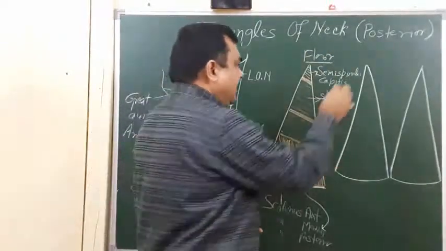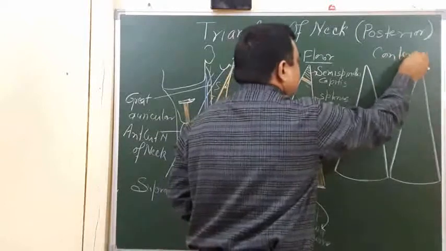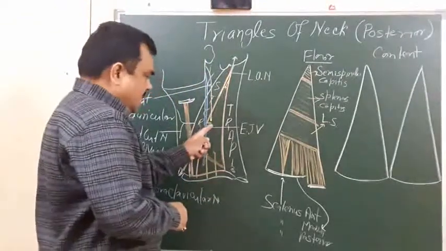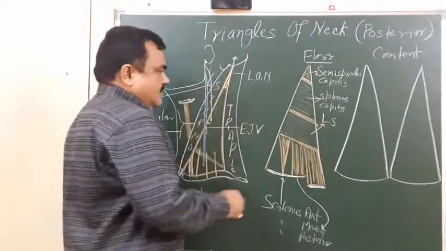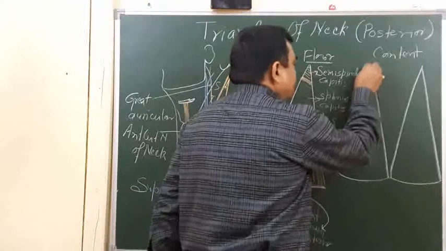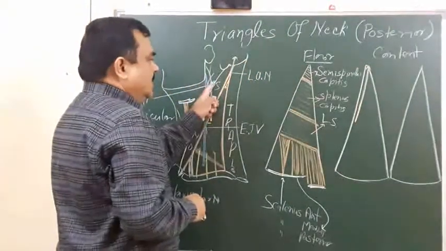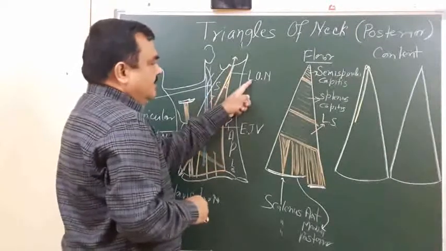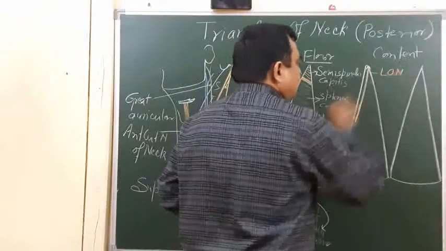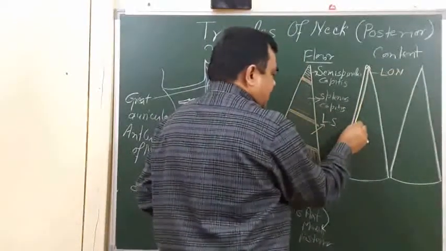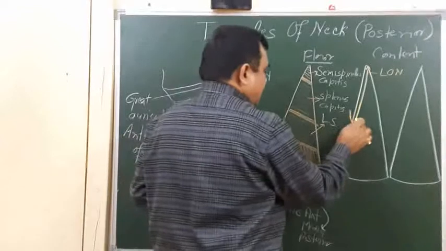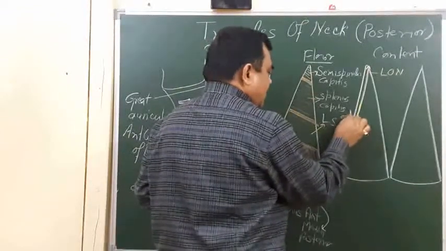Now the contents of the posterior triangle. Here you can see these nerves form the content of the triangle. This is the lesser occipital nerve. And the nerve here which ascends upward is the great auricular nerve. It also lies here.